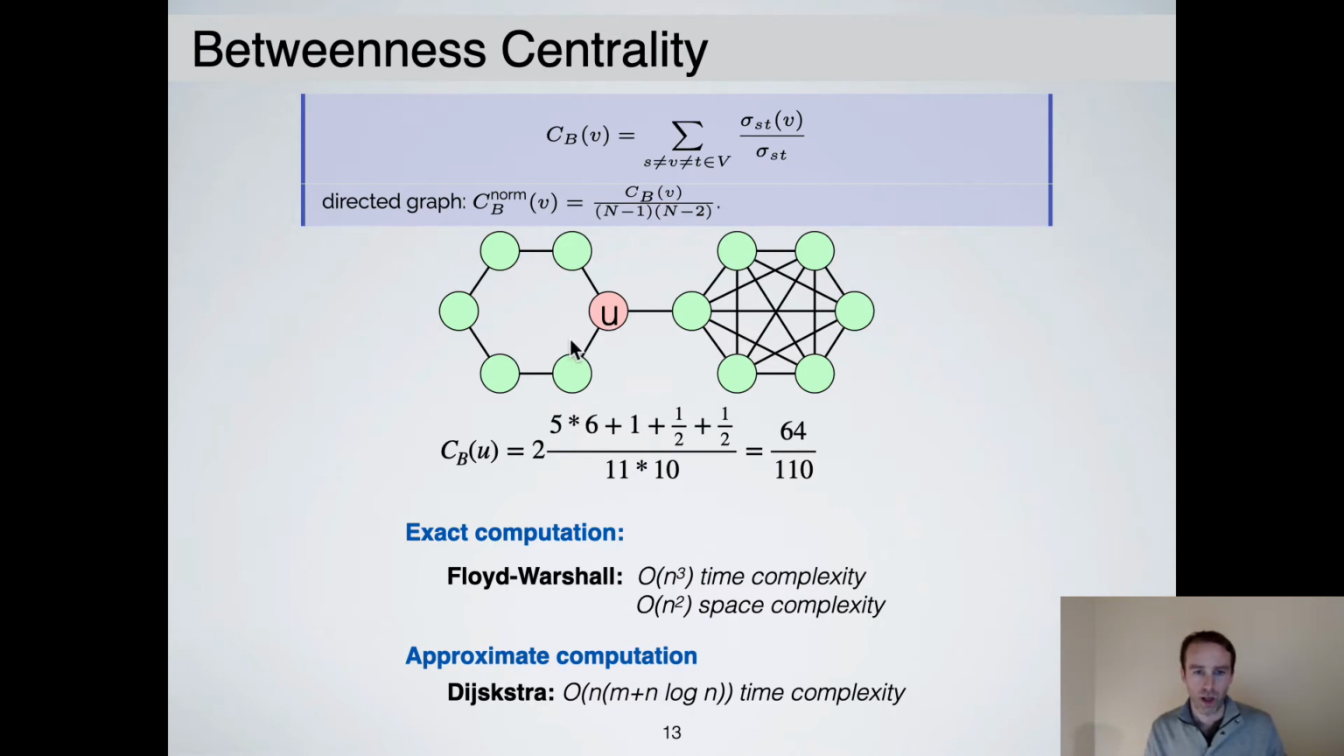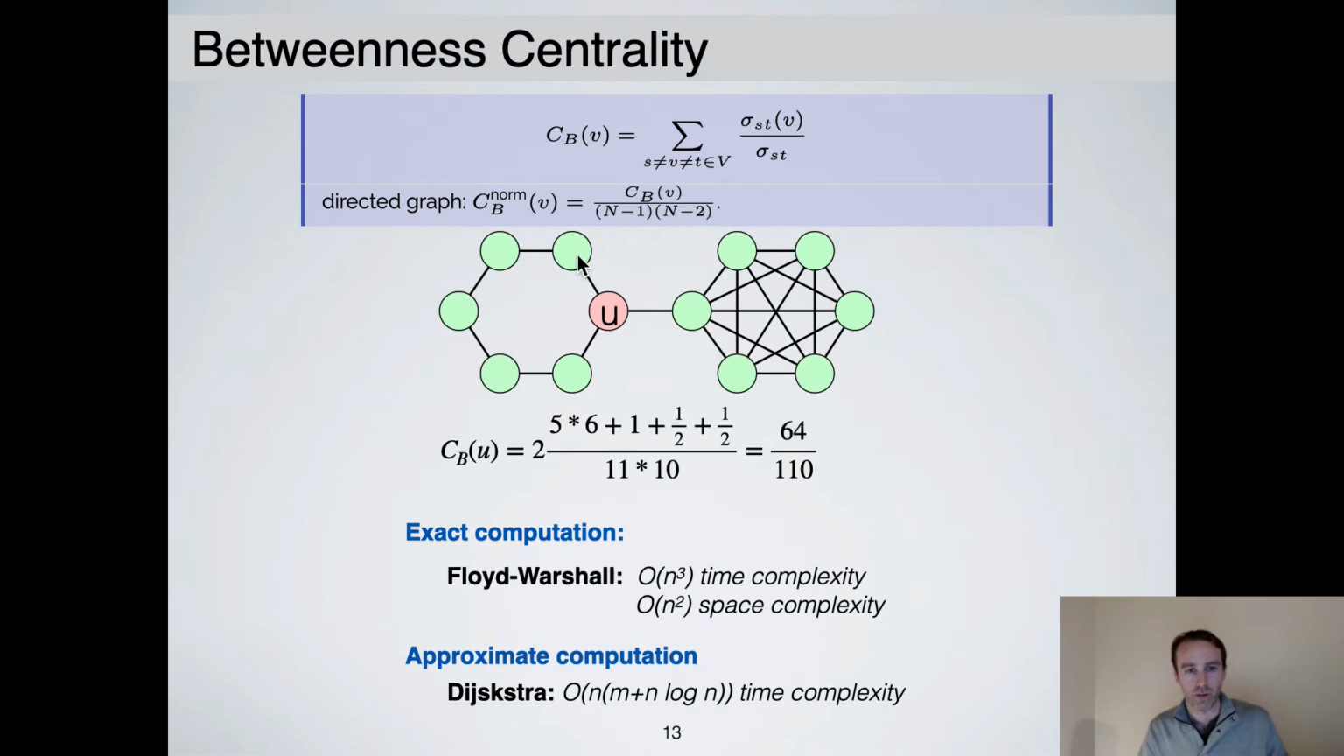So, for instance, we know that for these 5 nodes, if they want to go to any of these 6 nodes, they have to go through U. So this means that there are 5 times 6 shortest paths between nodes that go through U.